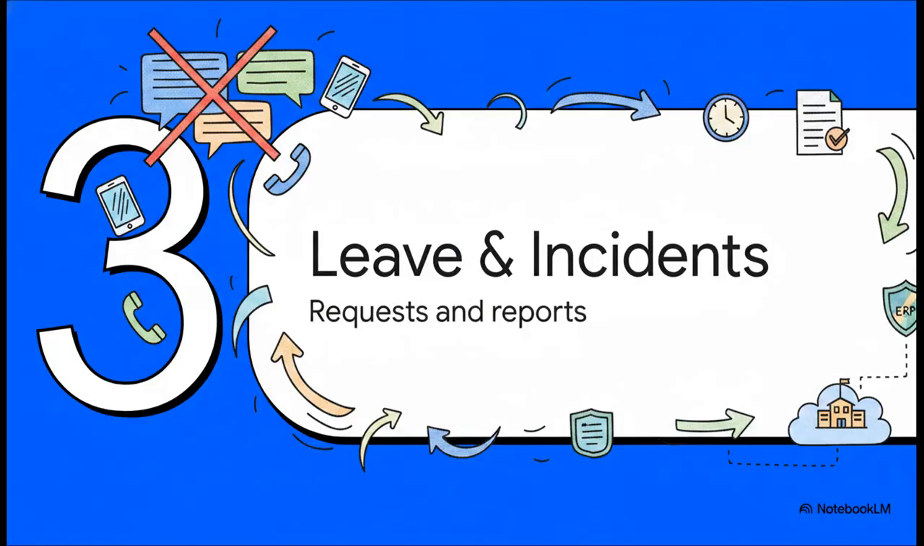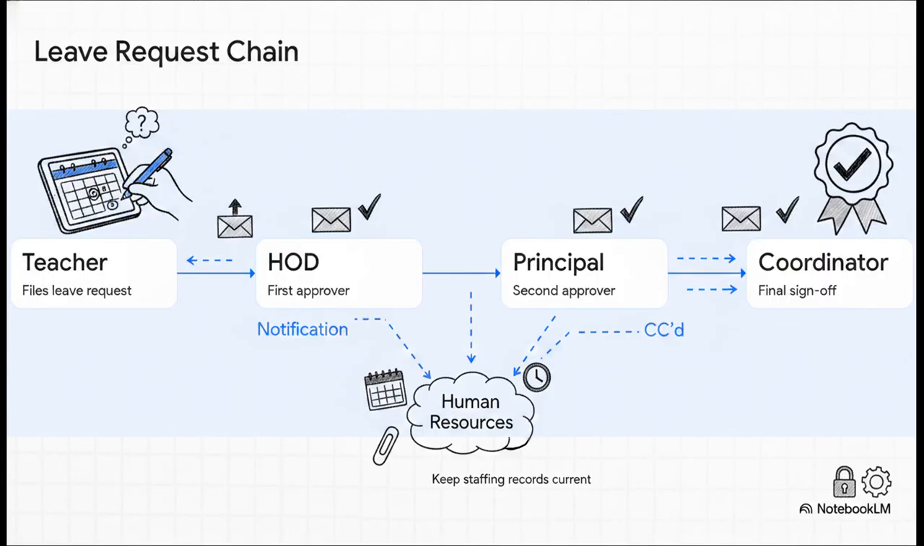All right, Section 3. Workflows, leave and incidents, handling requests and reports. Okay, let's dive right into the leave request chain. It is a really simple, transparent 4-step process. First up, the teacher files the request right there on their dashboard, picking the dates and the reason. Second, the head of department gets a notification to approve it.